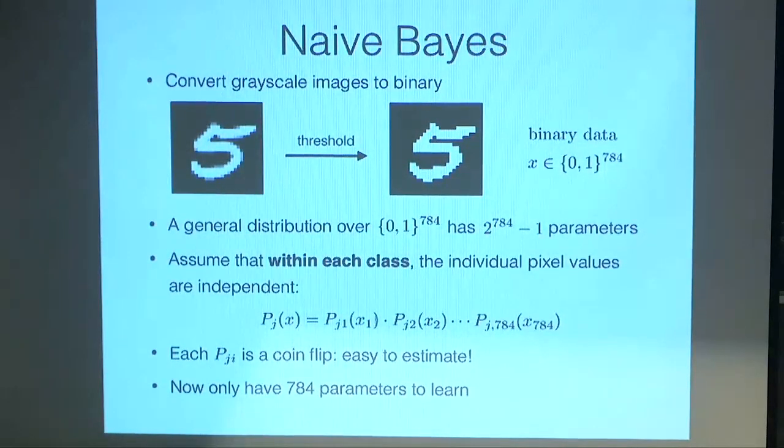And each one of these values, every x sub i, is now either 0 or 1. It only has 2 possible values. So each one of these distributions is now just a simple coin flip. That's the simplest distribution we can have, and it's very easy to estimate. Moreover, we have reduced the number of parameters from exponentially many to just 784 parameters. That's a big reduction, and that's why this model is very popular, because it's very simple to learn.